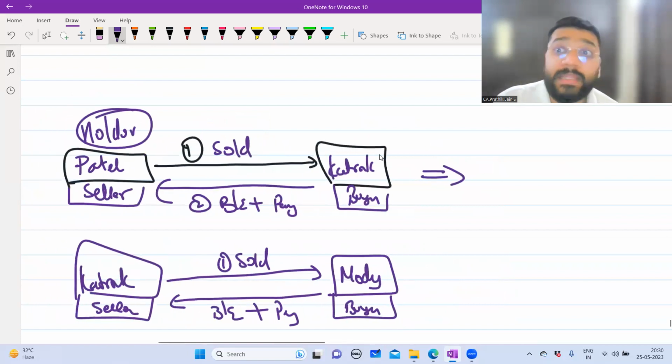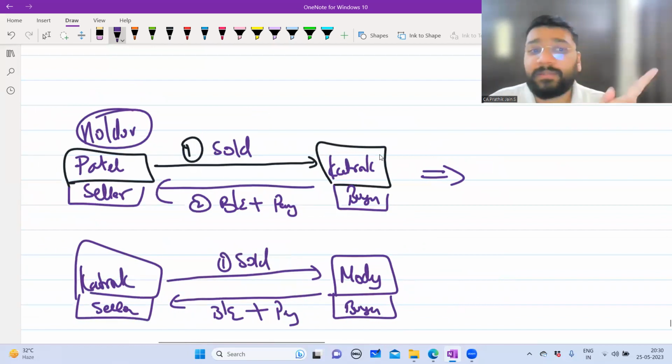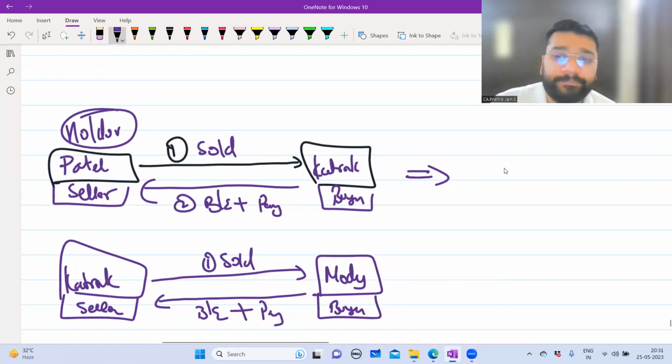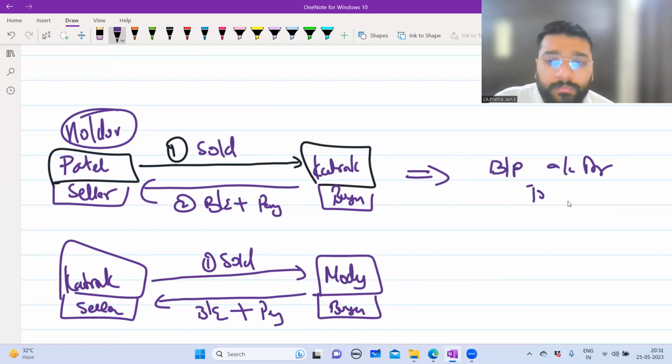Bills payable. In the books of Katrak. So in the books of Katrak, for Katrak, Patel is a bills receivable or bills payable? Bills payable. So bills payable is closed. So what will be the entry? Bills payable account debit to bank. How much?